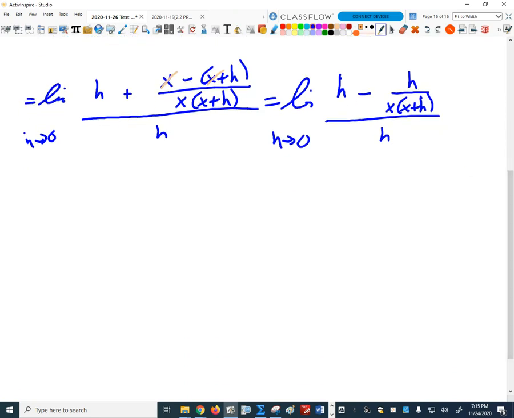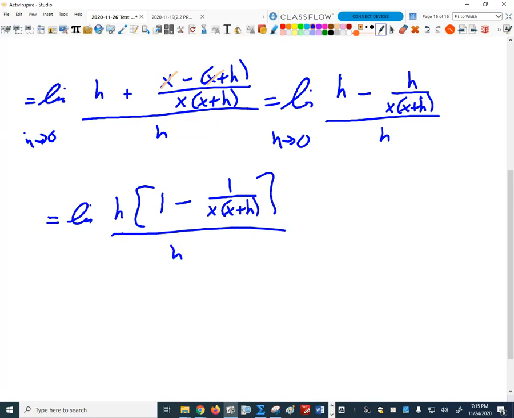Now I can factor an h out of the top, and I'm left with 1 minus 1 over x times x plus h all over h. I can cancel the h's vertically, and I can take the limit as h goes to 0. That goes away, and I end up with my answer being 1 minus 1 over x times x plus 0, so 1 over x squared. So there's my derivative. Okay.